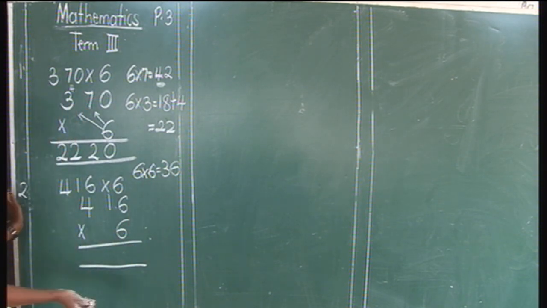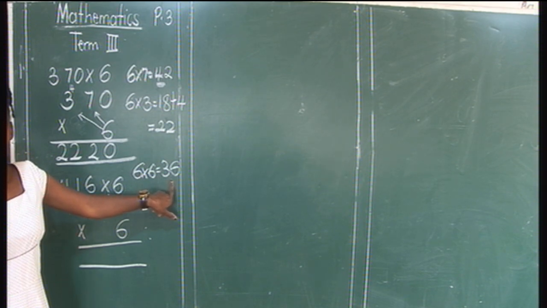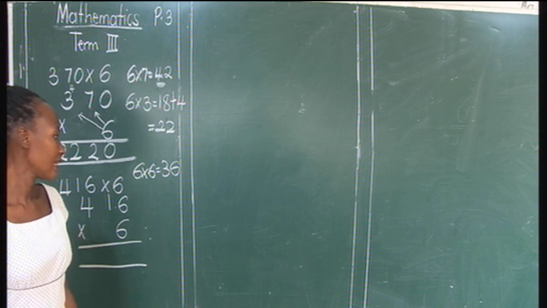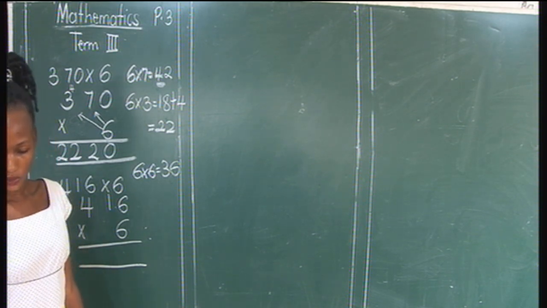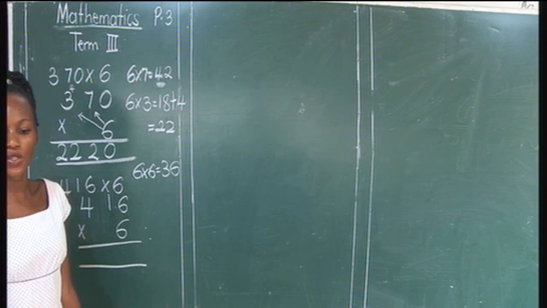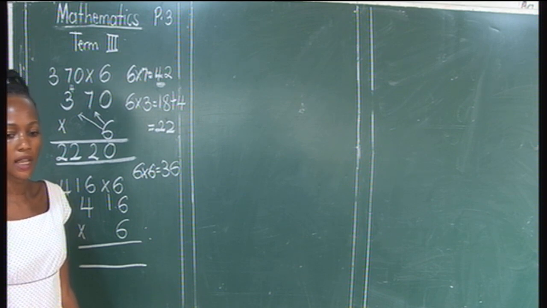Okay? Now, what do we do to this 36? Let me go to Adeline. Adeline, what do we do? Adeline, unmute yourself.